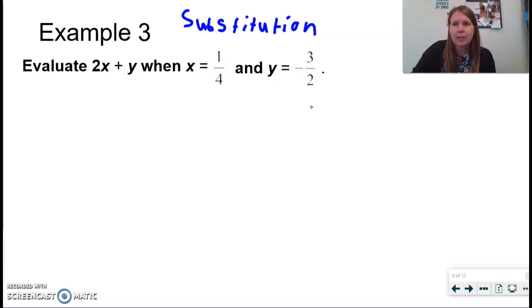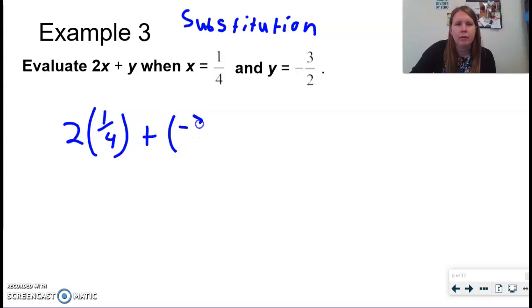All right, first off, let's go ahead and substitute in our values. So I have 2x, so I'd have 2 times whatever x is. And you can put parentheses here, or you can just put the multiplication, but I like to put the parentheses. Remember, this shows me multiplication anyways. Plus then what y is, and y is negative 3/2. And I already brought that negative up to the top.